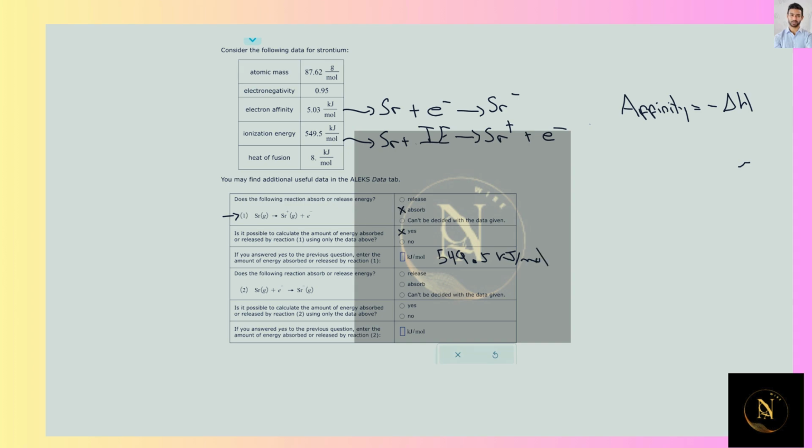And for the next one, we are going to have the electron affinity, as you can see. So for the electron affinity, we're going to release energy. We can calculate this, and the result is equal to 5.03 kilojoules per mole directly. And that will be all.